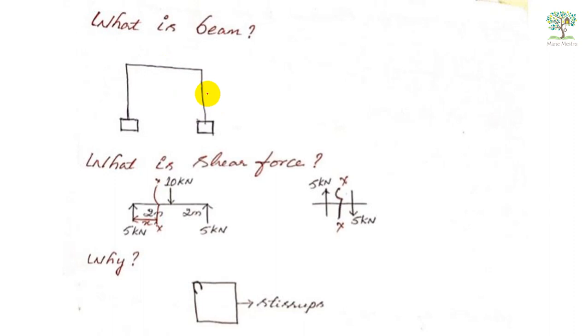For example, if you take a frame structure, it contains a column, a beam, and a footing, right? So a column is a vertical member, and a beam is a horizontal member. The function of a beam is to carry the load from a slab and transfer it to the columns, and the column will transfer it to the footing, and through it to the ground. Okay, this is the concept. A beam is a horizontal member.